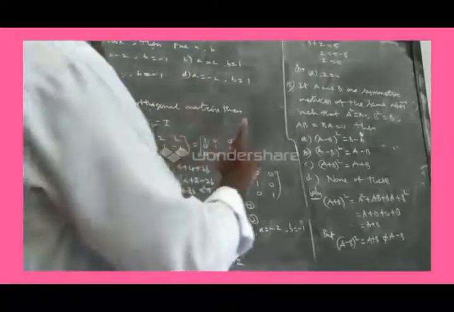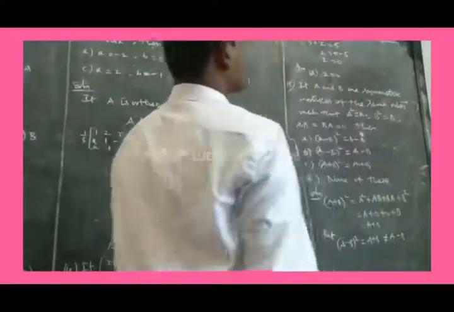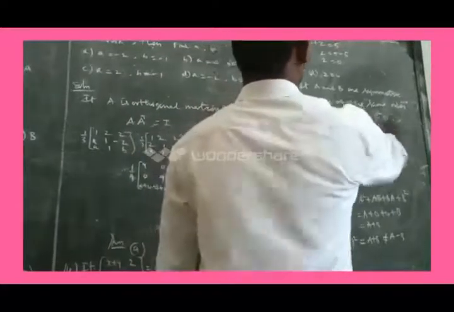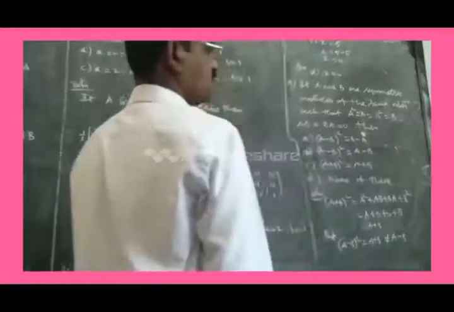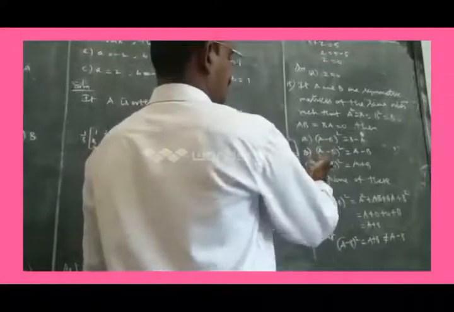So 15th one, if A and B are symmetric matrices of the same order such that A square equal to A, B square equal to B, AB equal to BA equal to 0, then find the correct option. So option A, option B, option D.